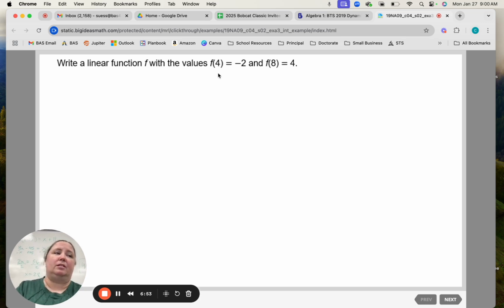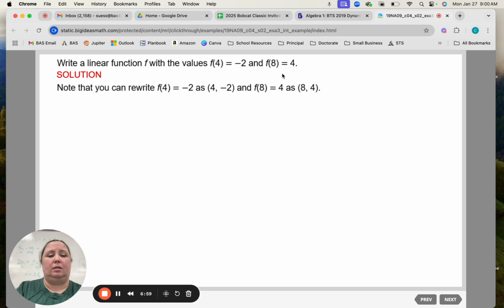Yes, make ordered pairs so that we know our 2 points. So what is a first ordered pair? 4, negative 2, and 8, 4. Very good. 4, negative 2, and 8, 4. Now we can put it in what to solve? We've got to find the slope first. So we're going to solve for the slope.